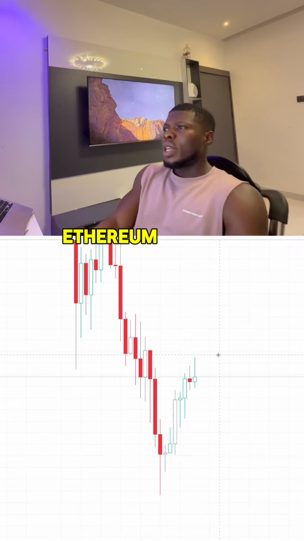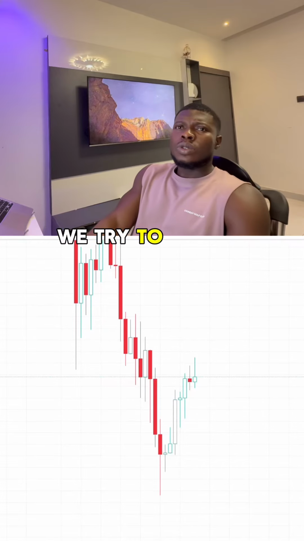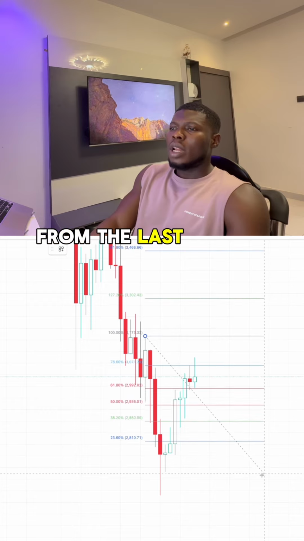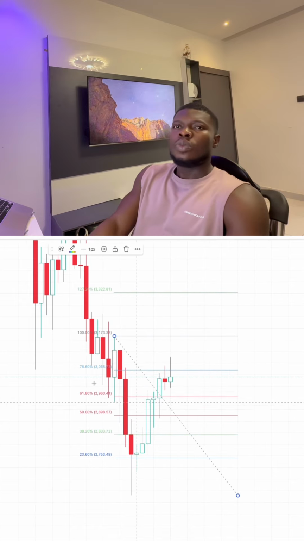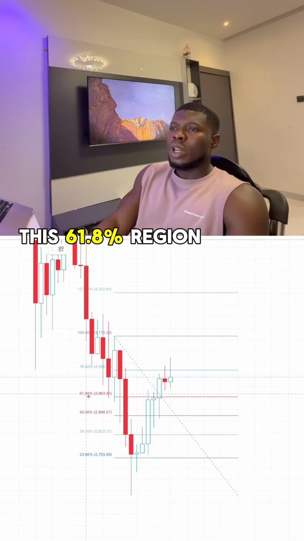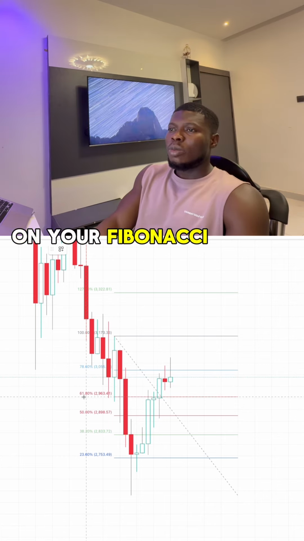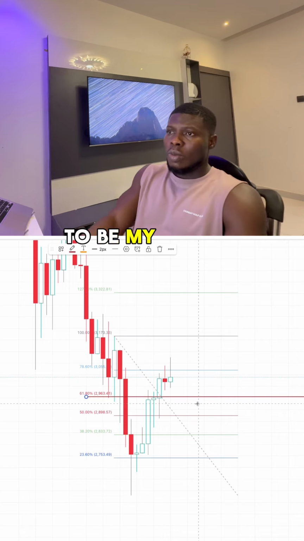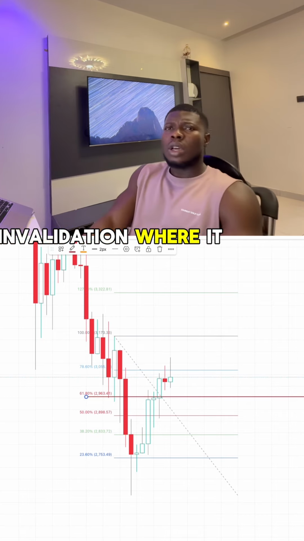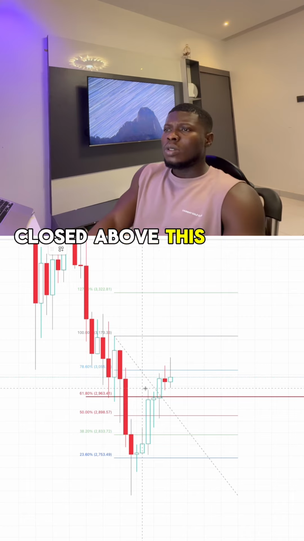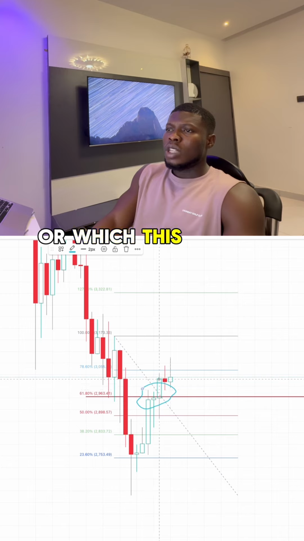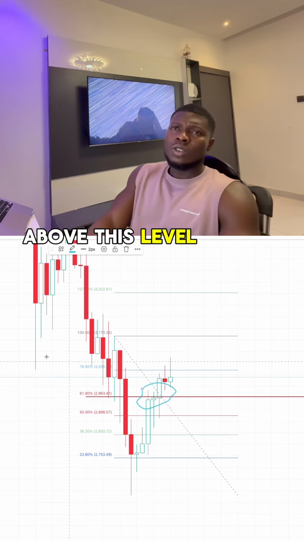In the last review of Ethereum, we tried to trade Ethereum with Fibonacci from the last high to the last low. I mentioned the 61.8% region on your Fibonacci, which was supposed to be my entry. My invalidation was a close above this level, and this candlestick closed above this level.